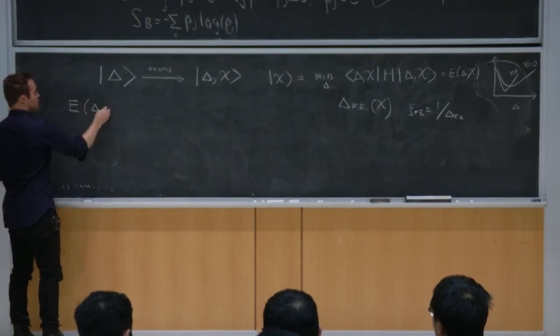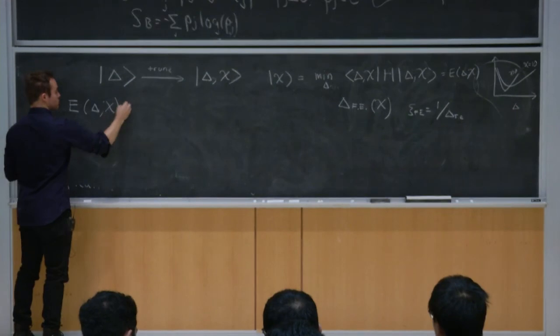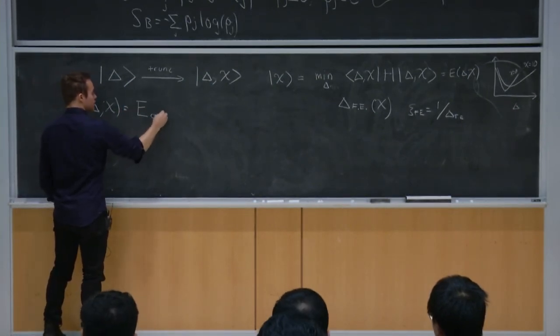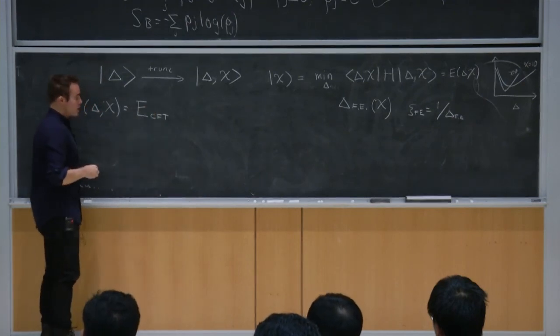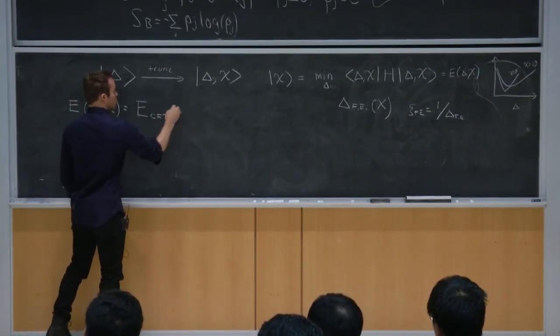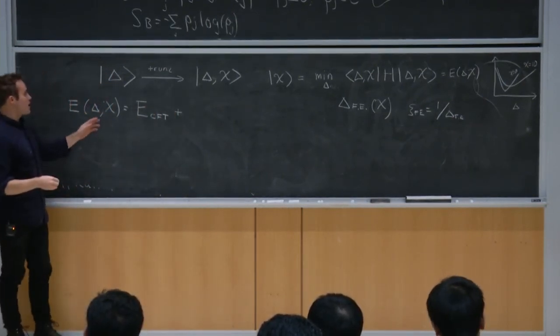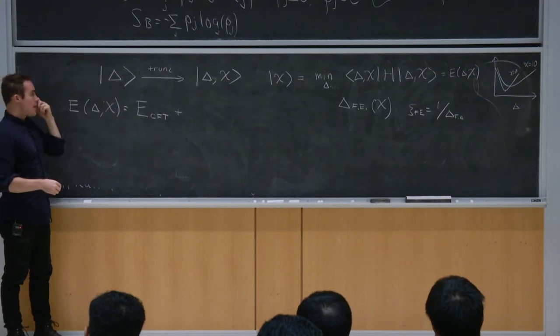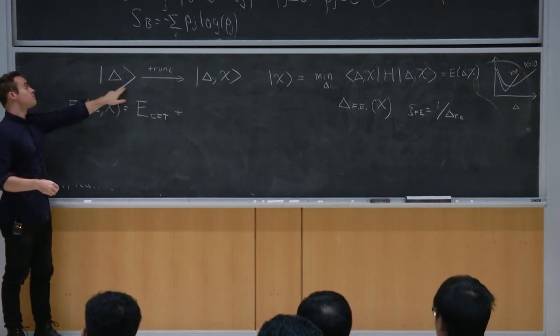So this energy E of delta chi has three terms. First, it's the true ground state energy of the CFT. That's the first term. Now, the next term comes from the fact that I'm trying to approximate the ground state by adding this fictitious gap that isn't really there. And you can ask, what is the ground state energy?